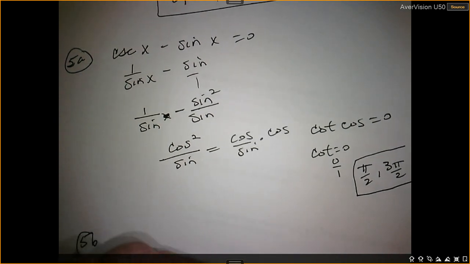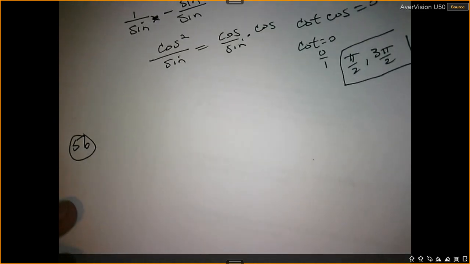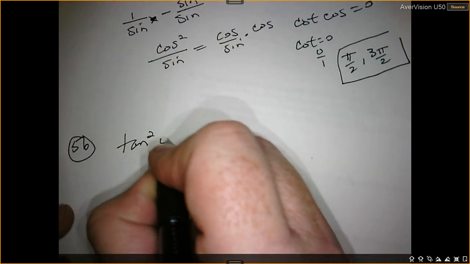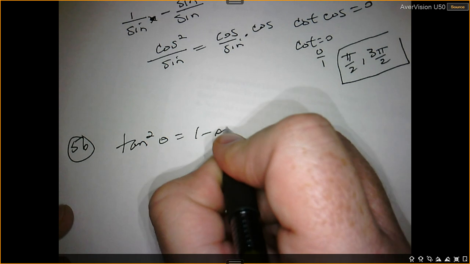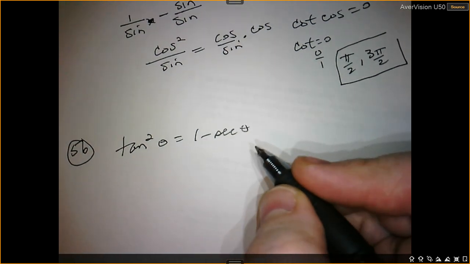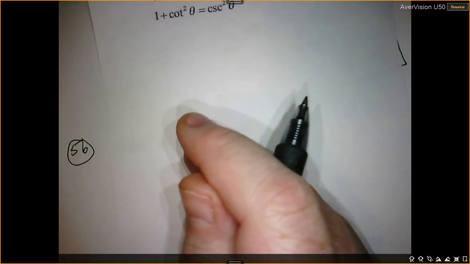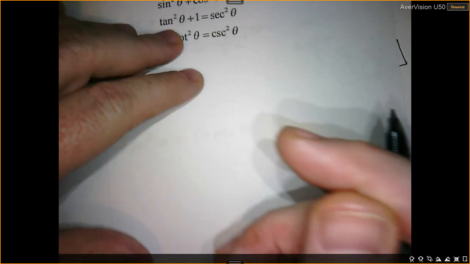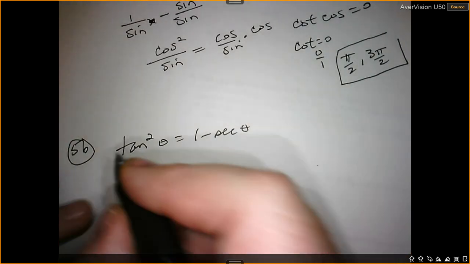5b is tangent squared theta equals 1 minus secant theta. Here again, if you have this little sheet out or your cheat sheet, tangent squared theta equals secant squared minus 1. So secant squared minus 1. Substitute.